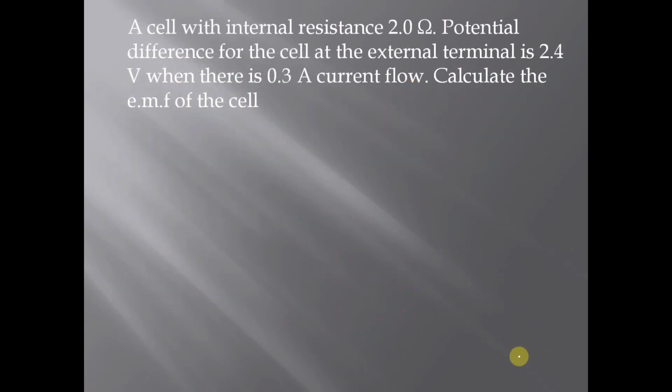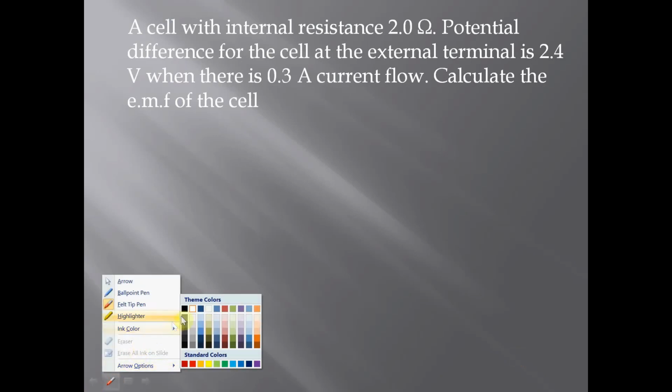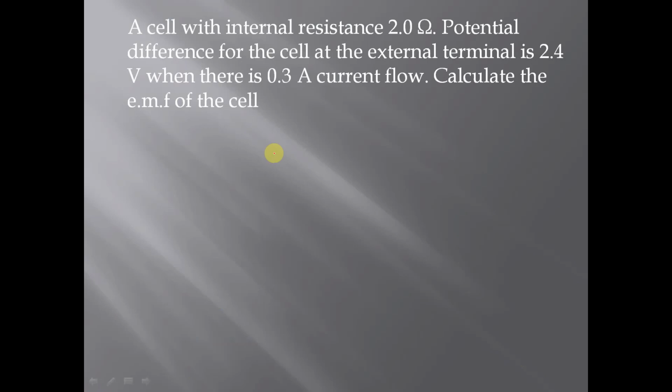Alright, next one. What do we have here? A cell with an internal resistance, that means small r equivalent to 2 ohm. The potential difference of the cell, that means the external voltage, is equivalent to 2.4 volt. And the current flow is 0.3 ampere.